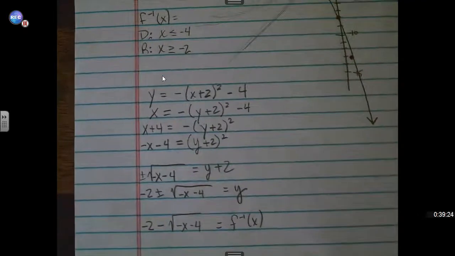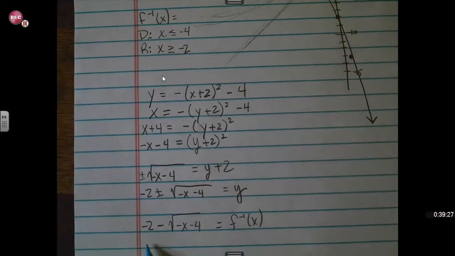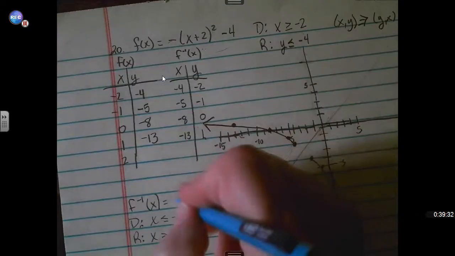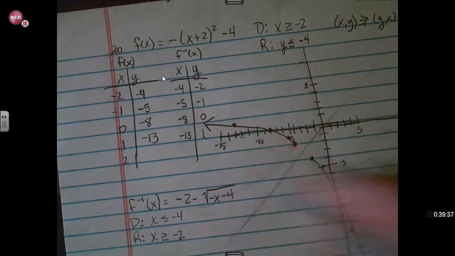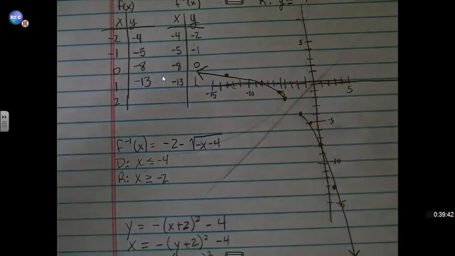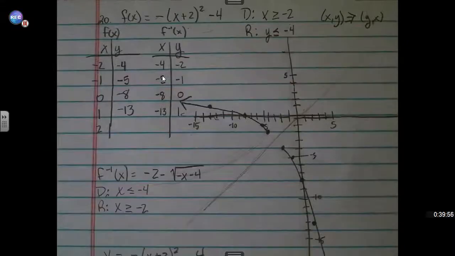And you can't see that. F minus 1 of x is -2 minus the square root of minus x minus 4. And I'm looking at it on the worksheet, and it does not say that we have to prove that, which is just another whole step. So we don't have to prove it. So there's number 20. And that's the end of the review worksheet. So if you have questions, make sure you come in and get help.